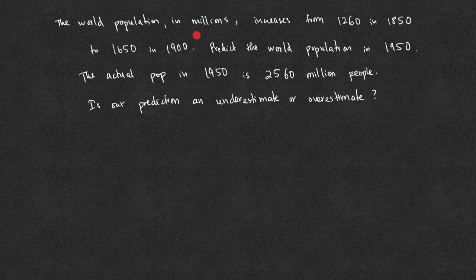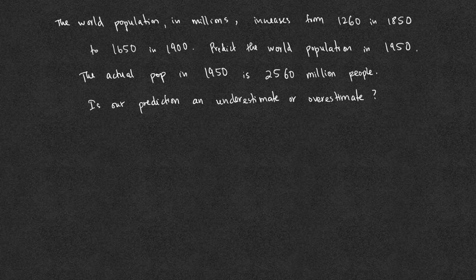The world population in millions increases from 1,260 million, or 1.26 billion people, in 1850 to 1650 in 1900. Use this to predict the world population in 1950. The actual population in 1950 was 2560 million people. Is our prediction an underestimate or an overestimate?